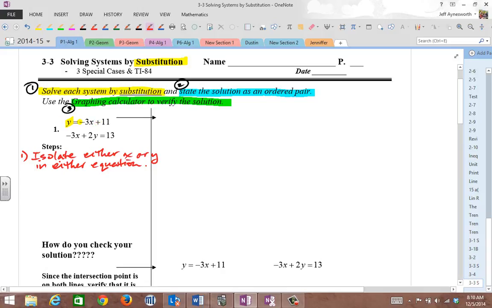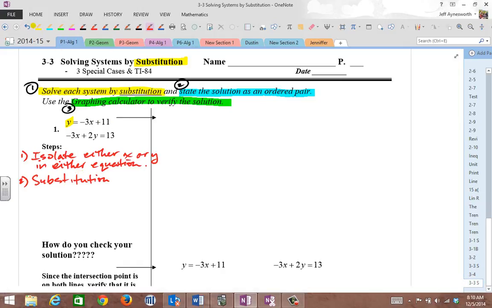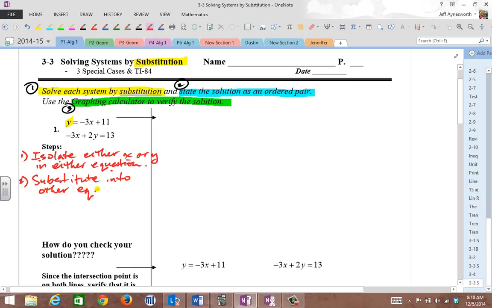This variable y is already isolated, so I can skip step 1 and go right to the major step, which is step 2, substituting the value or the quantity into the other equation. Substitute, and that's where this name comes from. Substitute into the other equation.